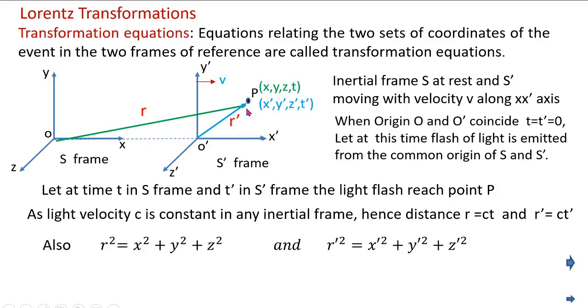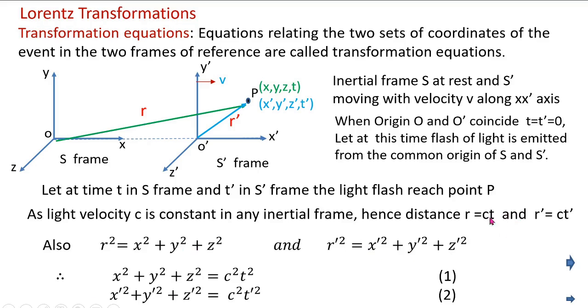Also, this position r in terms of x, y, z, the magnitude of the position vector, r square is equal to x square plus y square plus z square, as we have seen in the last chapter. And with respect to the S dash frame of reference, r dash square is equal to x dash square plus y dash square plus z dash square.